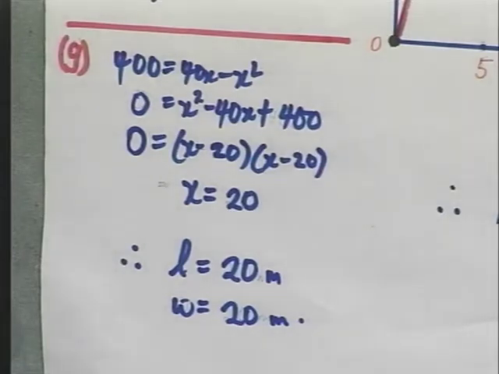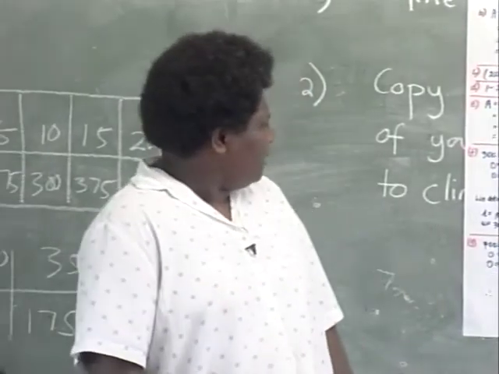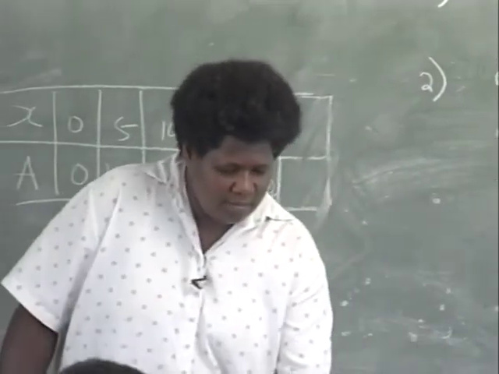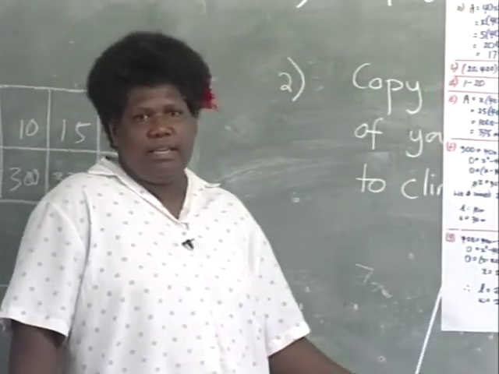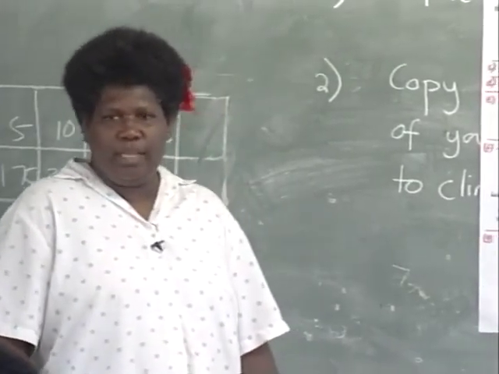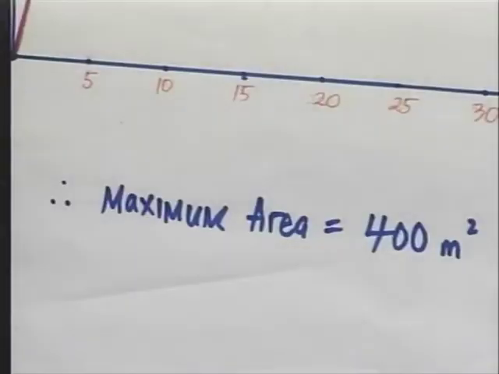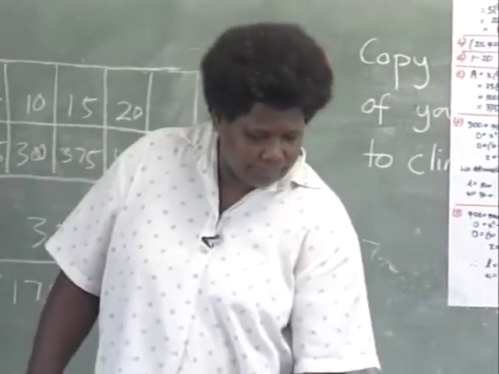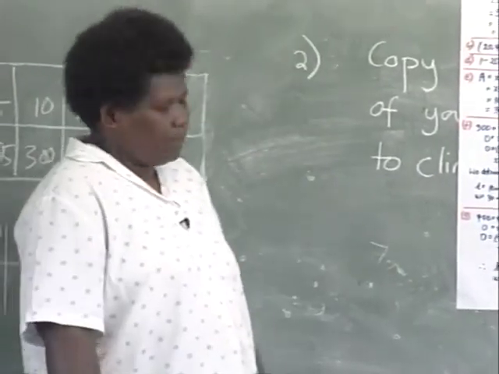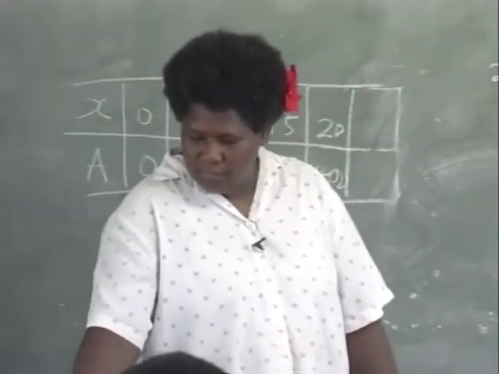Good. Thank you. For the rectangle to actually contain the maximum area of 400, it will have to become a square with length 20 and width 20. Maximum area is 400. Okay, very good.